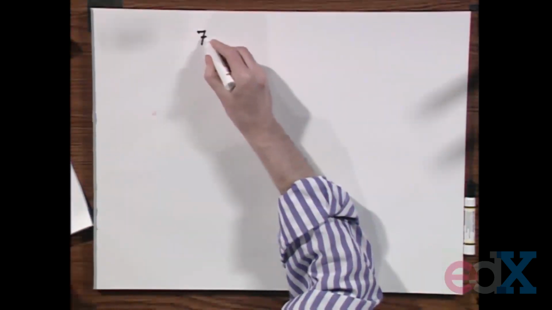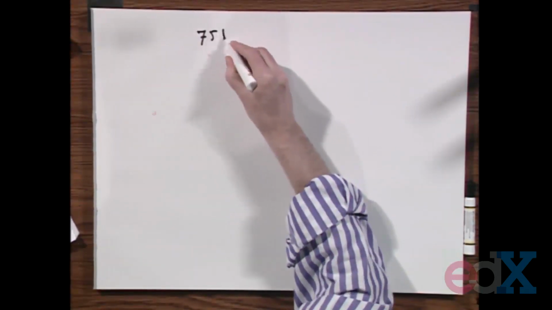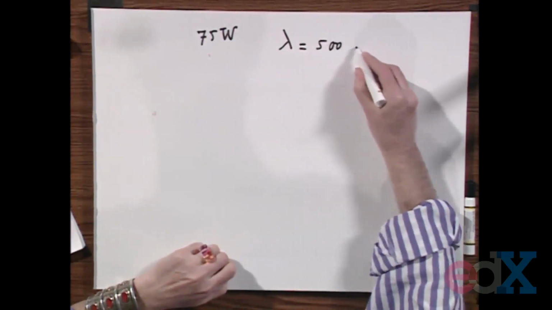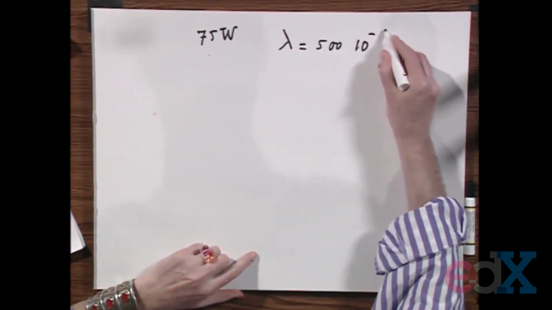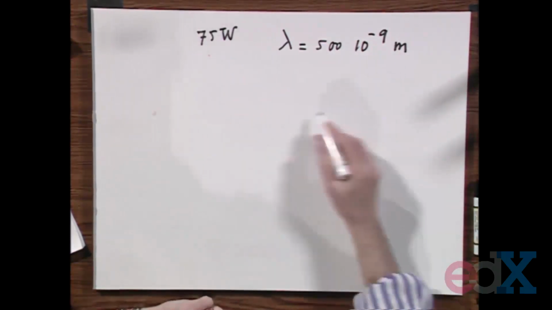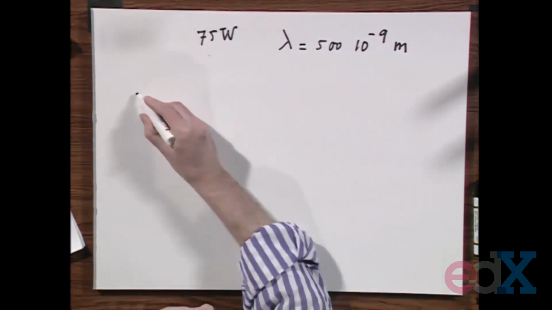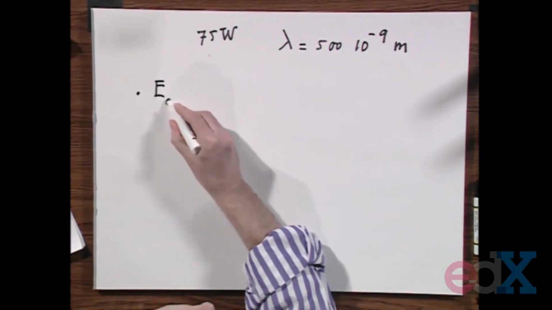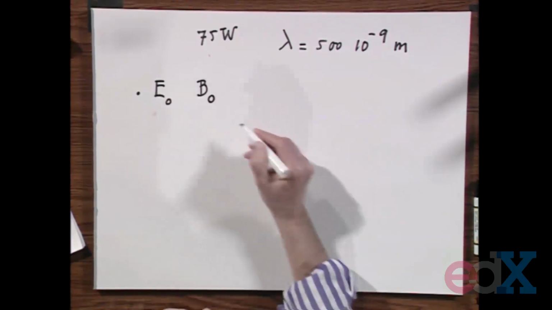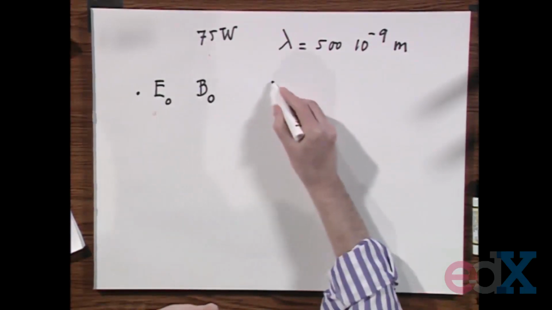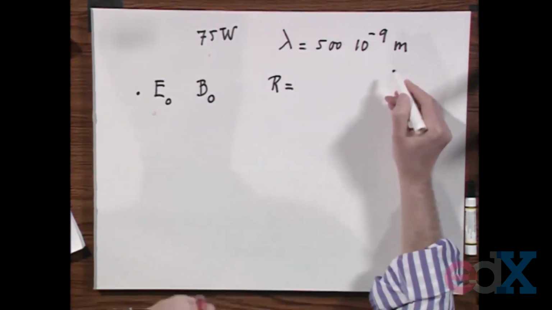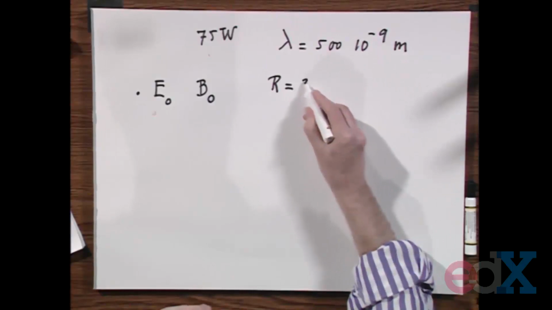We have monochromatic light, 75 watts. We have a wavelength, which I believe has nothing to do with the problem, 500 nanometers, and it radiates uniformly in all directions. And the question now is, what is the associated E0 and B0, the amplitudes of the E vector and the B vector, if I am at a distance r from this light source of about 3 meters?